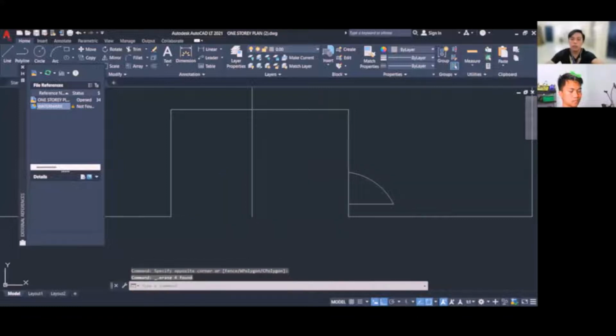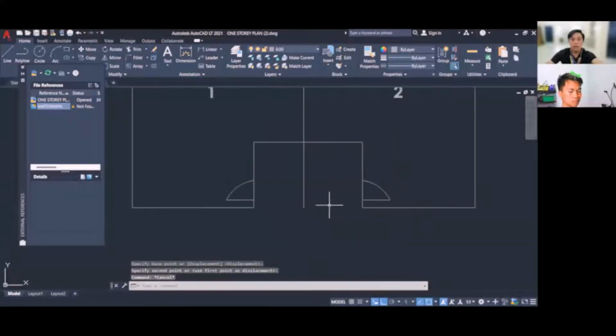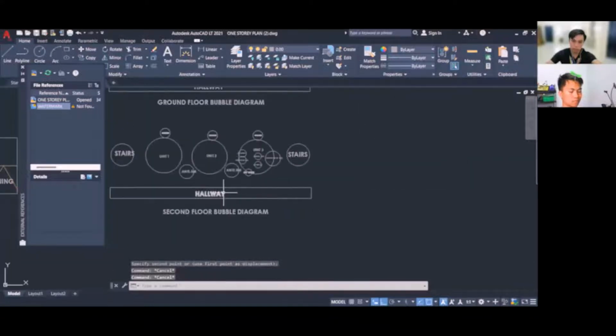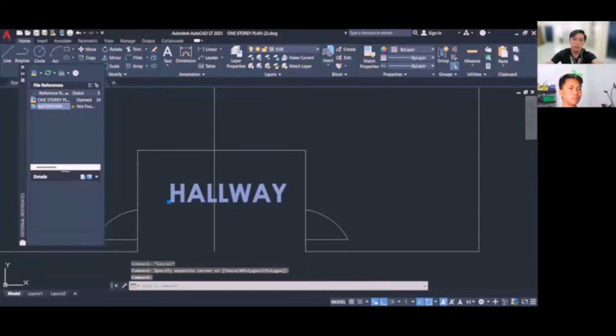So ito na yung door dyan. And another door here. Ay, wala. So this area is the anteroom. So this could be open, like a passageway lang naman towards their units.